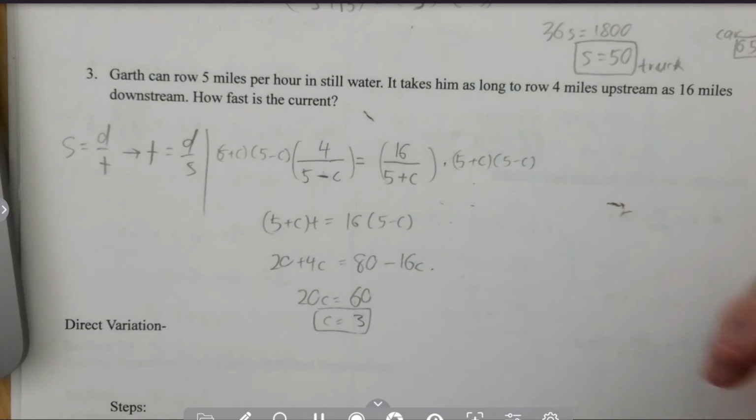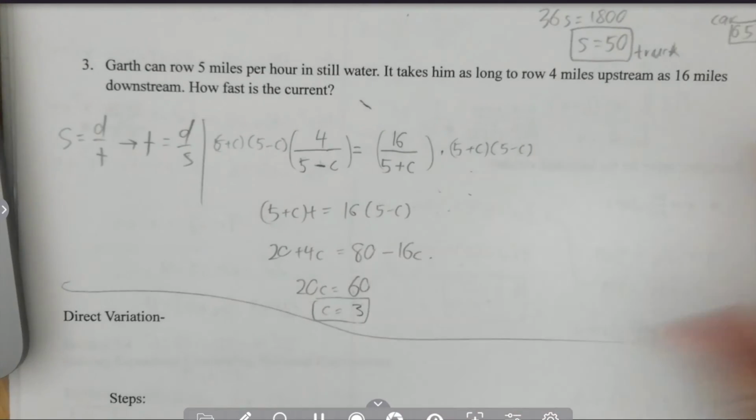There we go. All right, there we go. Sorry, I don't know what happened. That section threw me for a loop as well.